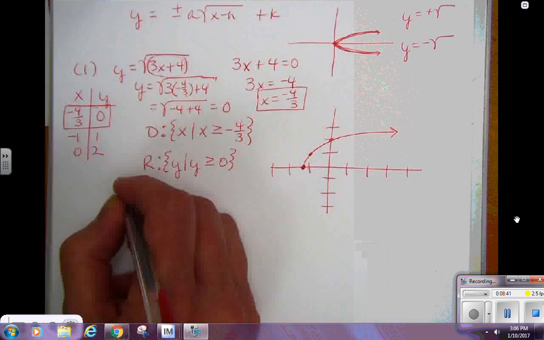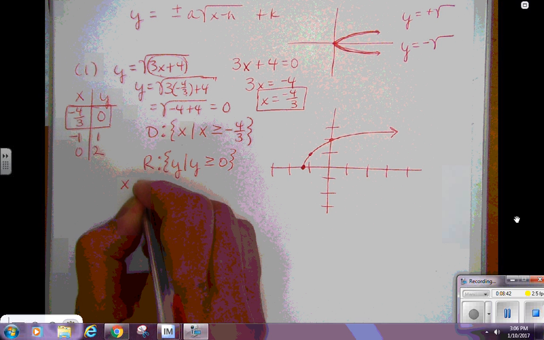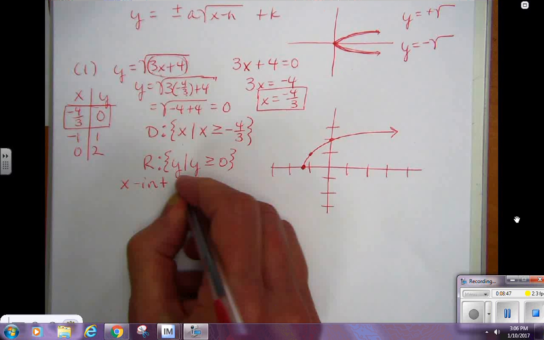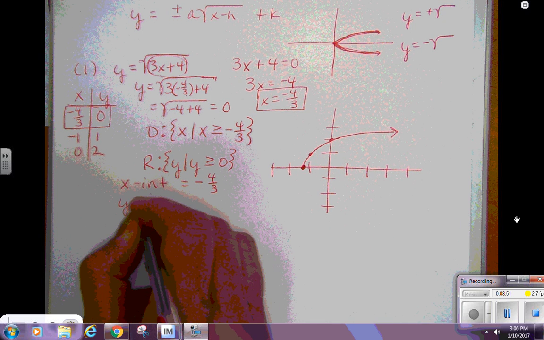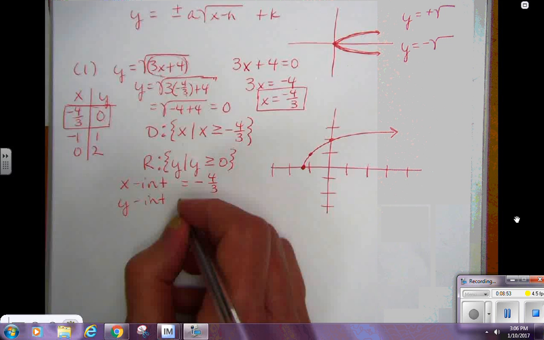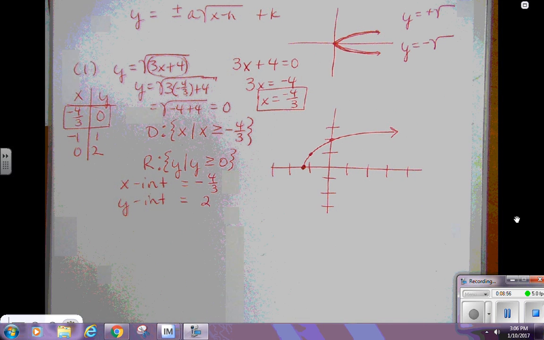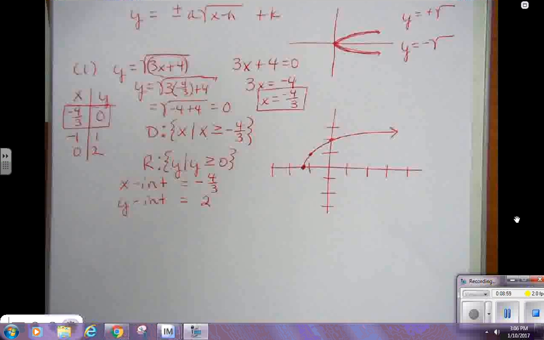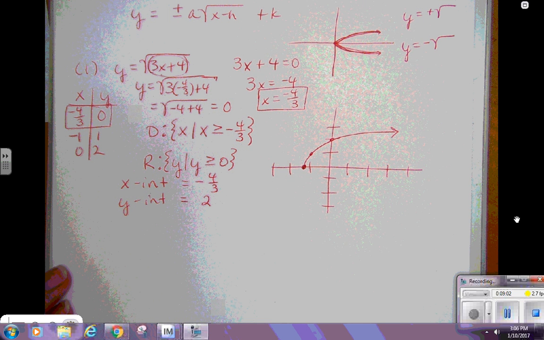And then if they ask for the x-intercept and y-intercept, the x-intercept is where y is 0. So that x-intercept is at negative 4/3. And the y-intercept is where x is 0. So that's going to be at positive 2. And there you go. So let's do one more, and then we'll move on to the inequalities.